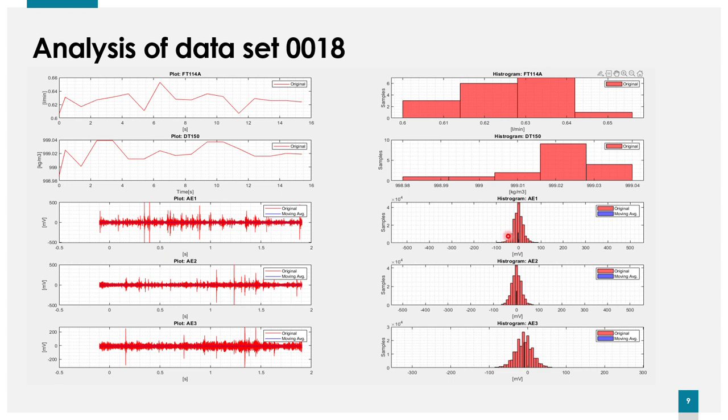If you look at the distribution, you see that there is a pretty good spread, and after the moving average filter it is pretty small. And actually, for all these three sensors, it looks to be pretty close to a normal distribution.